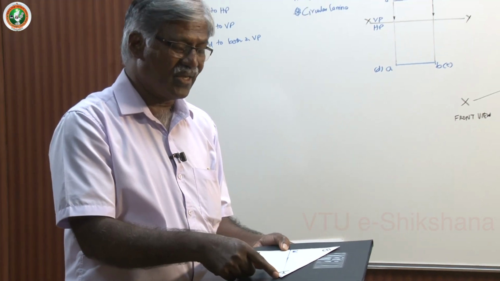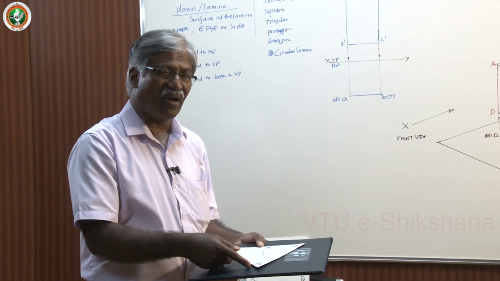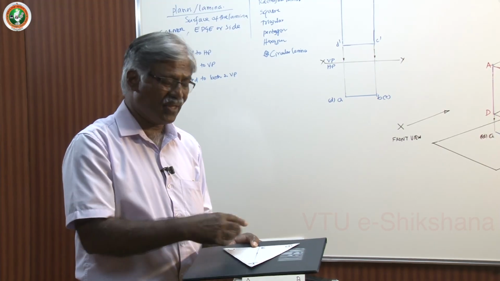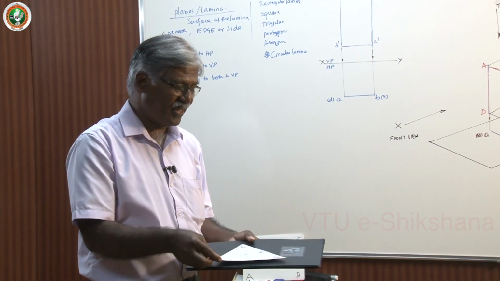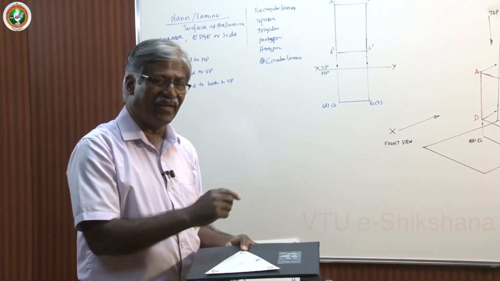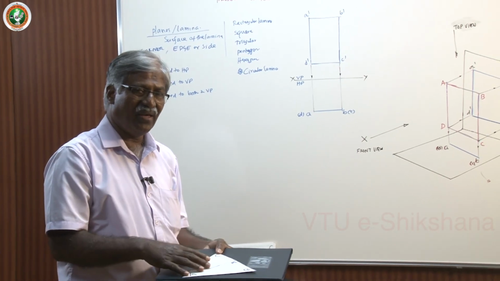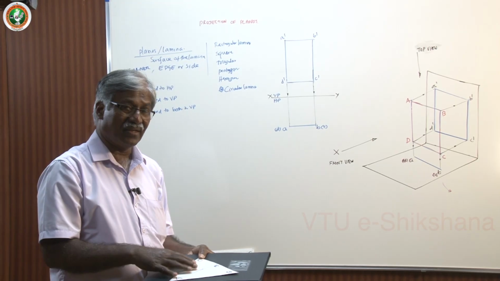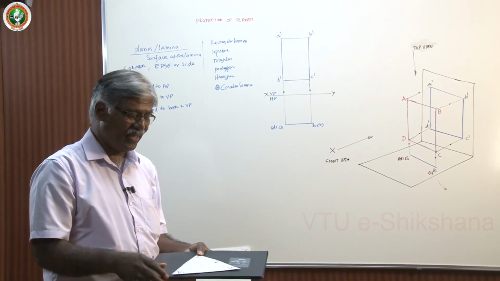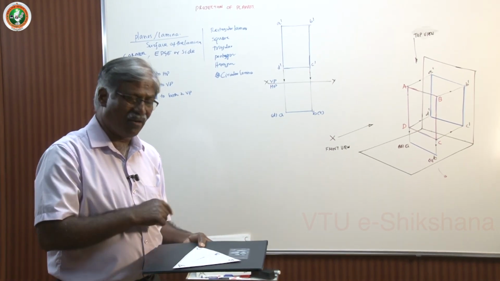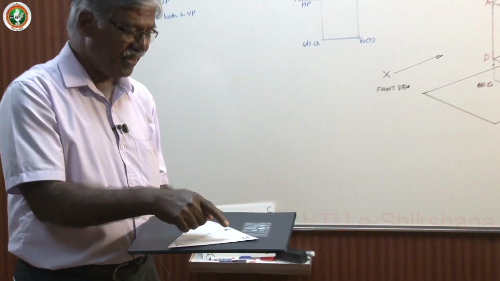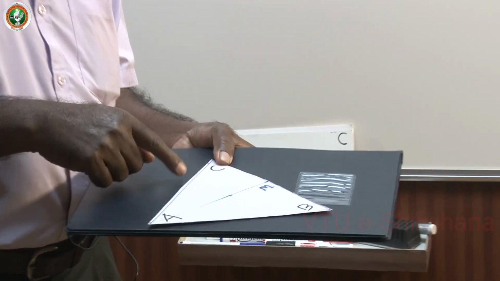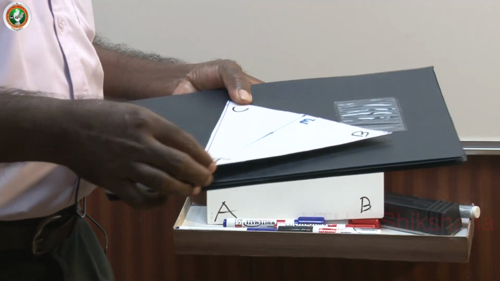And you can say one of the corners is away from VP. There are many other orientations. Say one of the sides is inclined at 30 degrees to VP. So this way we can define the position of planes or status of planes. So again I repeat, A, B, C are corners, AB, BC and AC are sides of the plane.